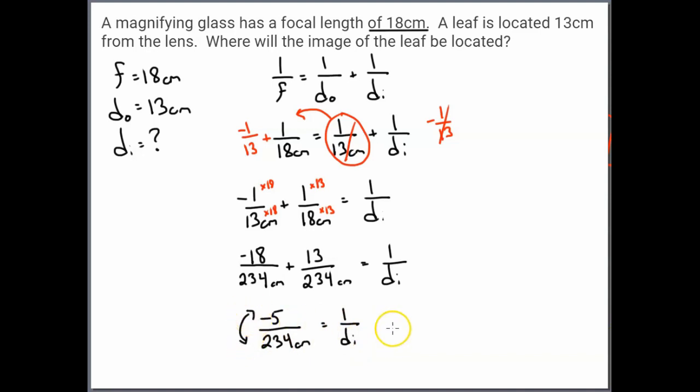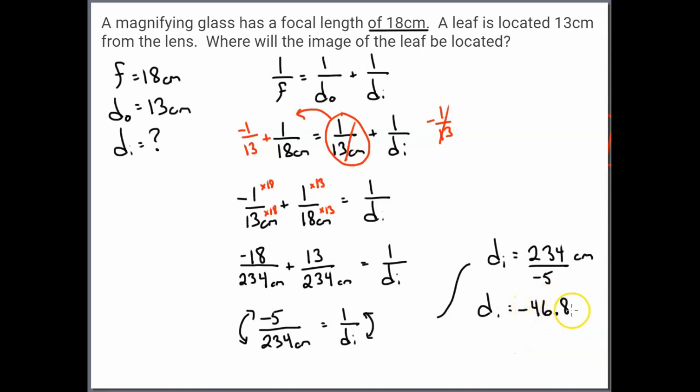Flip or take the reciprocal of both sides, and we get DI equals 234 over negative 5 centimeters. Put this onto our calculators, and we get negative 46.8 centimeters. Here we go. Still having trouble?